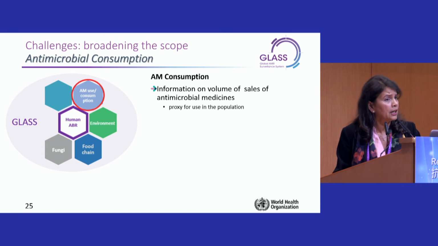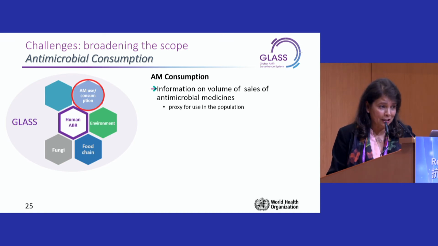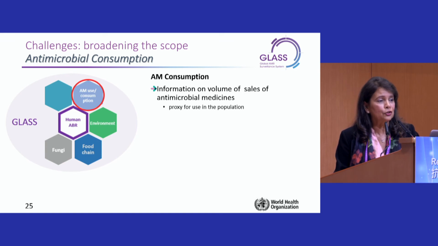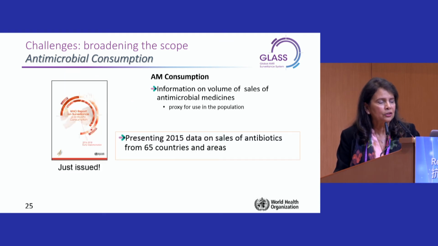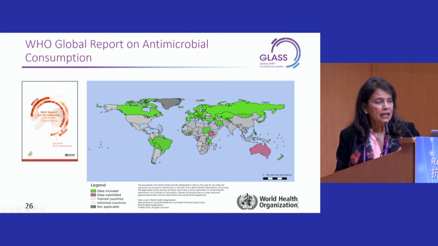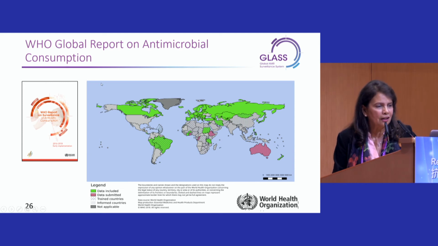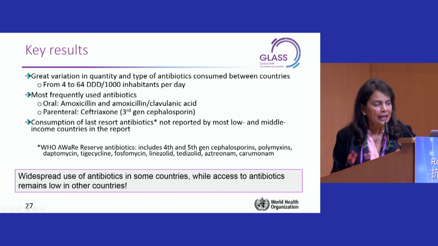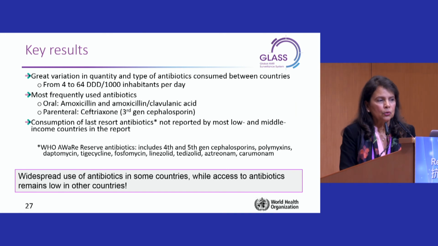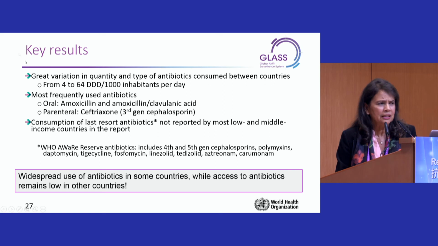Now, GLASS is not only about antibacterial resistance in humans. I promised you that I would provide some information on the consumption, and this is about the just launched report on antimicrobial consumption. So 65 countries provided information to the WHO, and you can see at a glance the countries with information. And the key result for this report is that there is quite a great variation of the quantity, the amount of antimicrobials consumed in these countries.